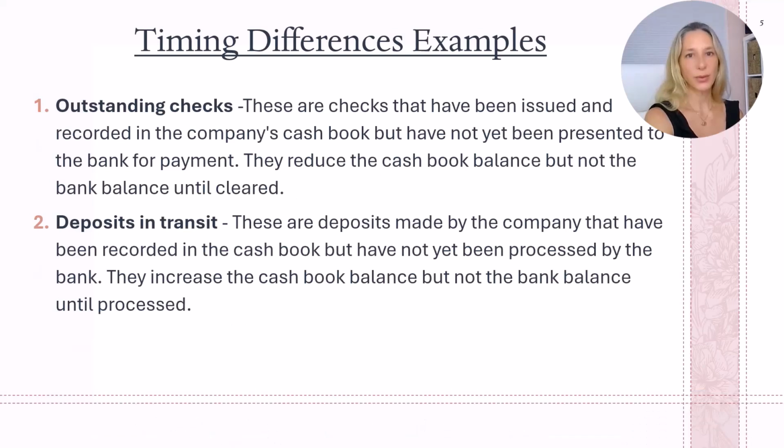Here are some examples of timing differences. Outstanding checks. These are checks that have been issued and recorded in the company's cash book, but have not yet been presented to the bank for payment. They reduce the cash book balance, but not the bank balance until cleared. Deposits in transit. These are deposits made by the company that have been recorded in the cash book, but have not yet been processed and credited by the bank. They increase the cash book balance, but not the bank balance until processed.